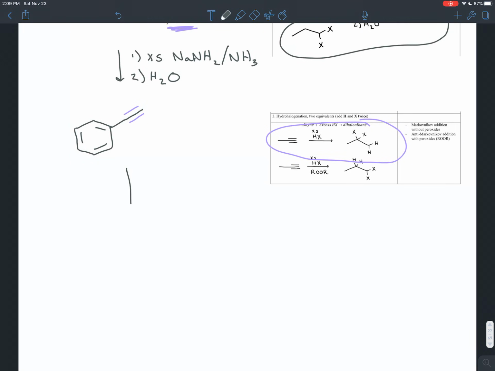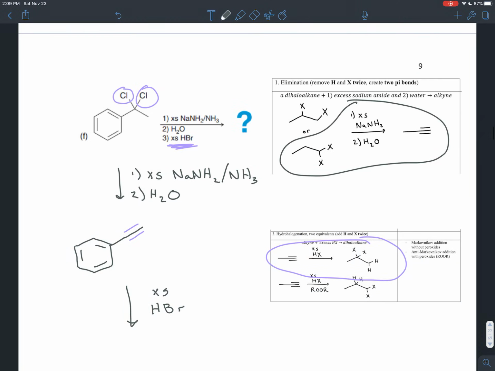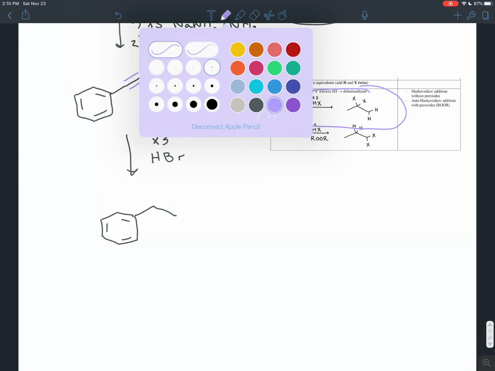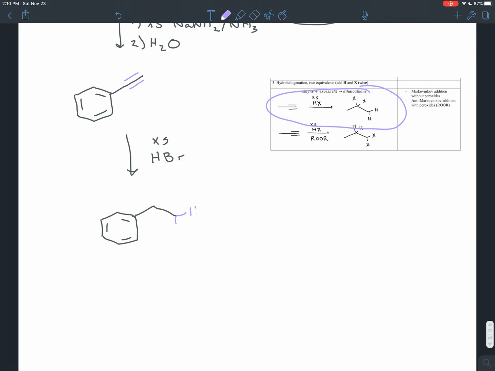So if we treat this with excess hydrogen bromide, or hydrobromic acid, we're going to still have that ring. We'll still have two carbons, 1, 2, 1, 2, but we're going to add two hydrogens and two bromines, and they're going to add Markovnikov because there are no peroxides, so the hydrogens go on the less substituted carbon, and the bromines go on the more substituted carbon, so that this would be your product.